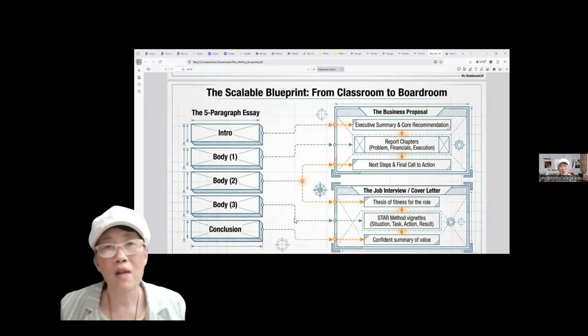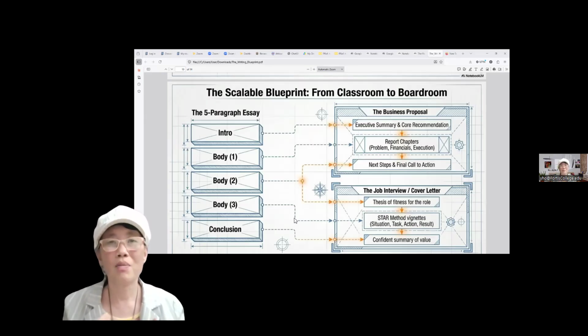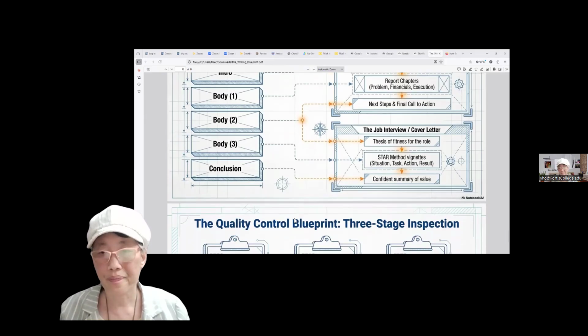You can use the 5-paragraph essay when you write a business proposal, where in the first half you state the problem, and then in the second half of the essay you state the solution. And then the final call to action in the conclusion: hire me. I'm the answer to all your problems. If your company pays big bucks, hire me. Okay, that's the business proposal.